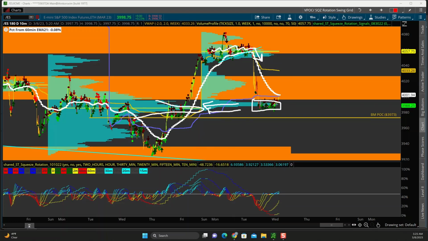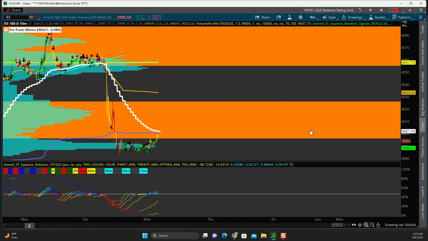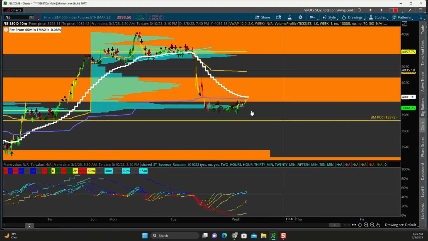I do have the hourly 21 EMA on here. This is my level to watch for swing trades. Basically, what I'm getting at is we're rallying right up to the weekly VWAP and the hourly 21 EMA. This looks like the level where I'm going to watch for price to get rejected and move back lower. So we're at that level.